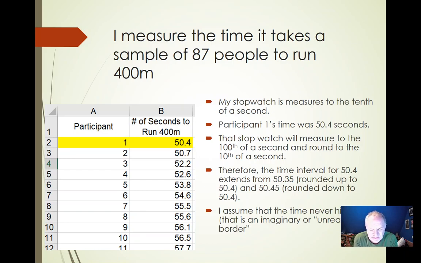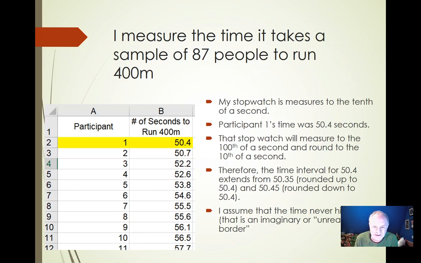Now, looking at it this way, 50.35 has to be an imaginary border between 50.4 and 50.3, because what do I do if the time is actually 50.35 exactly? Do I round up? Do I round down? Well, I have to look at it this way. That's kind of like an imaginary breaking point or border. It's kind of like an unreal border.